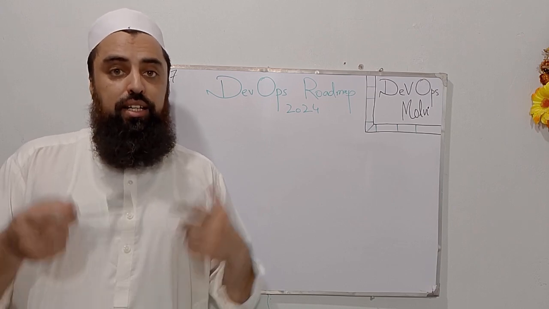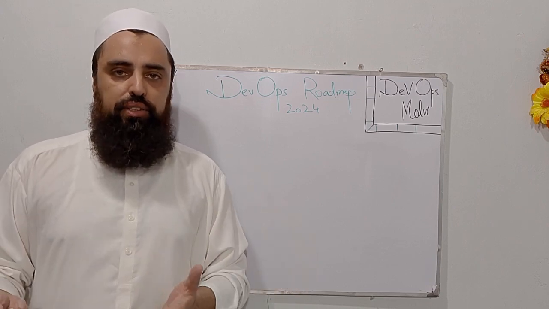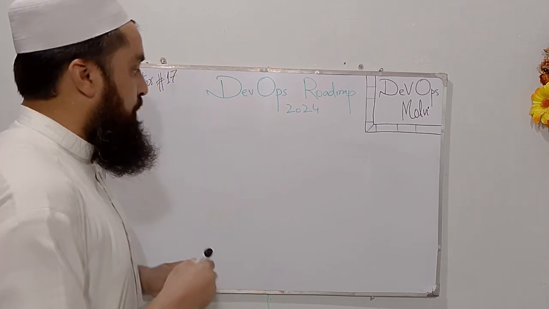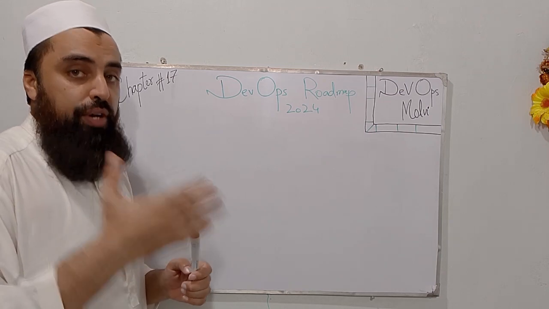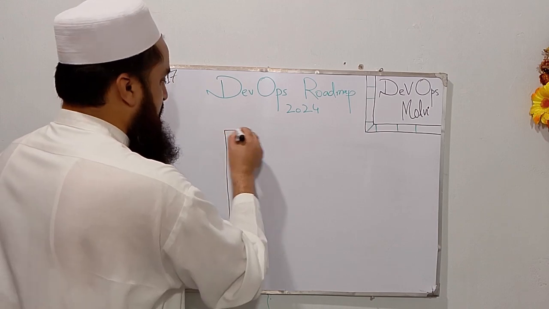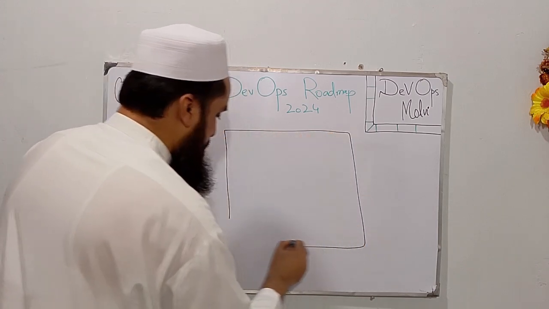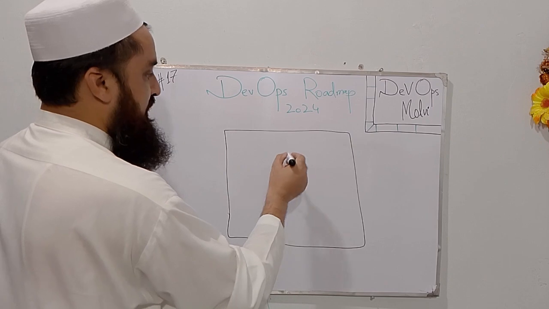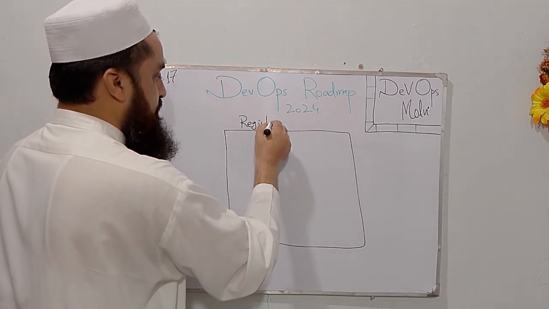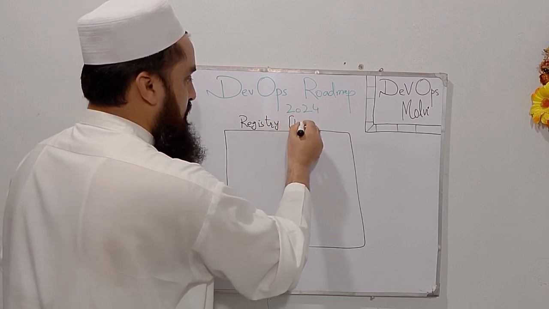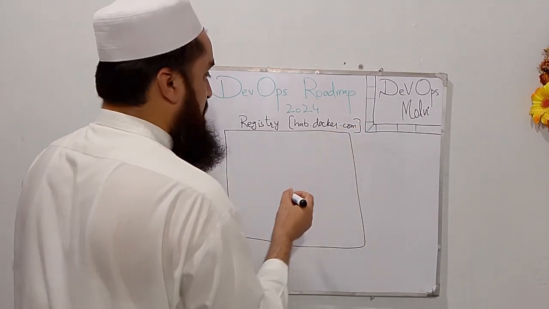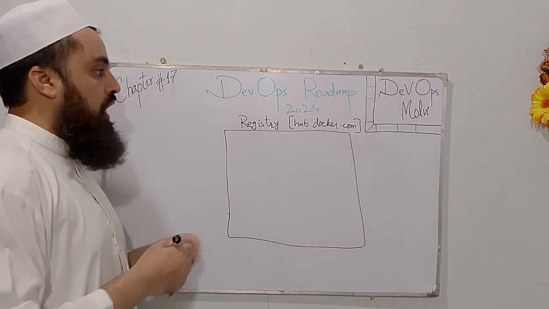A registry is Docker Hub, Elastic Container Registry, Google Cloud Platform Registry, or Azure Container Registry. But a repository is something else, where you actually store your images. For instance, let me clear it with the following diagram, in which you can see this is, for instance, our registry. It is Docker Hub, hub.docker.com. This is our registry where we are going to store our images.